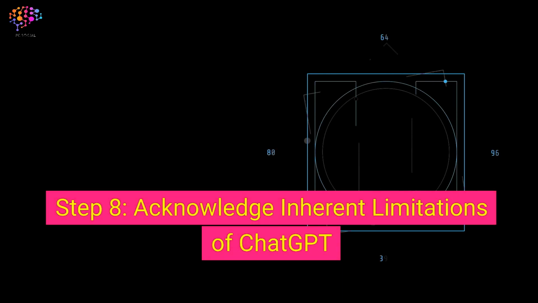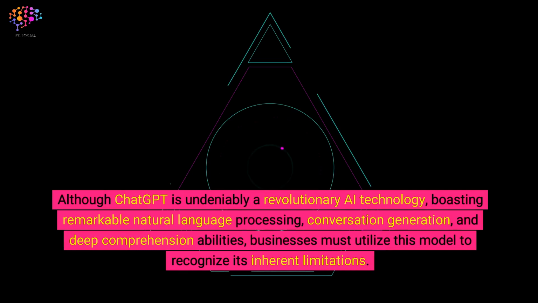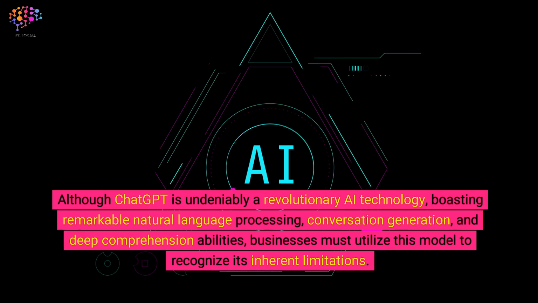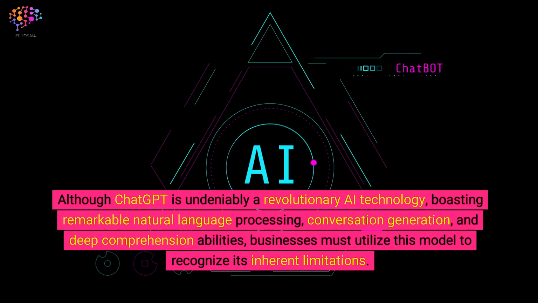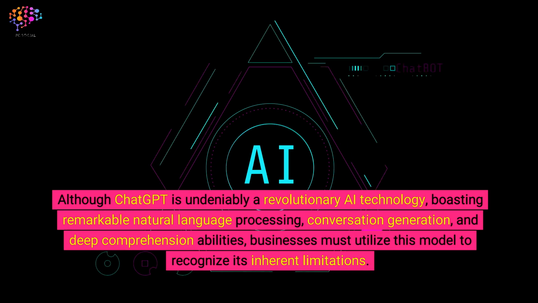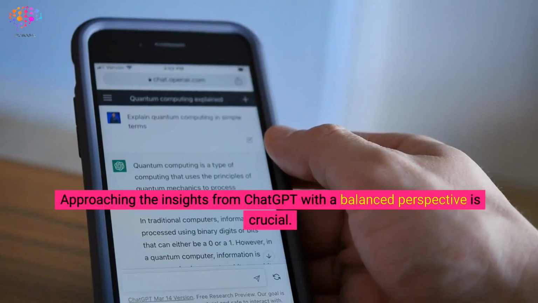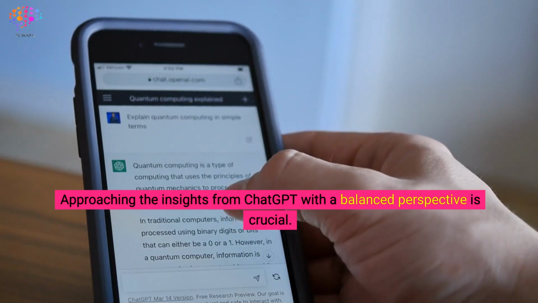Step 8. Acknowledge inherent limitations of ChatGPT. Although ChatGPT is undeniably a revolutionary AI technology, boasting remarkable natural language processing, conversation generation, and deep comprehension abilities, businesses must utilize this model to recognize its inherent limitations. Approaching the insights from ChatGPT with a balanced perspective is crucial.